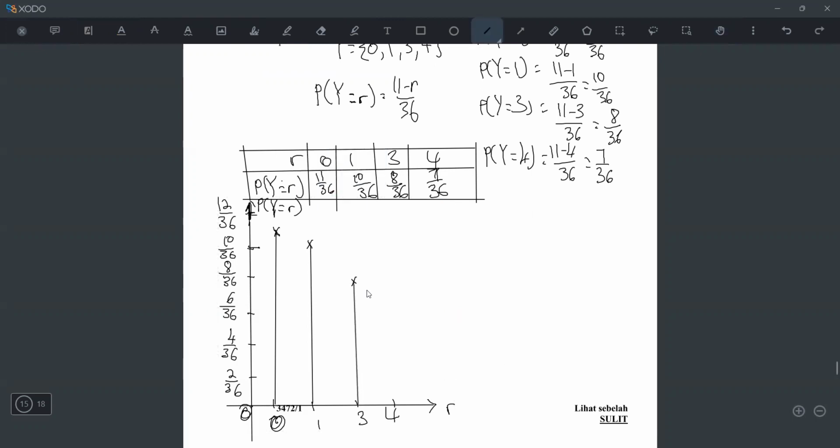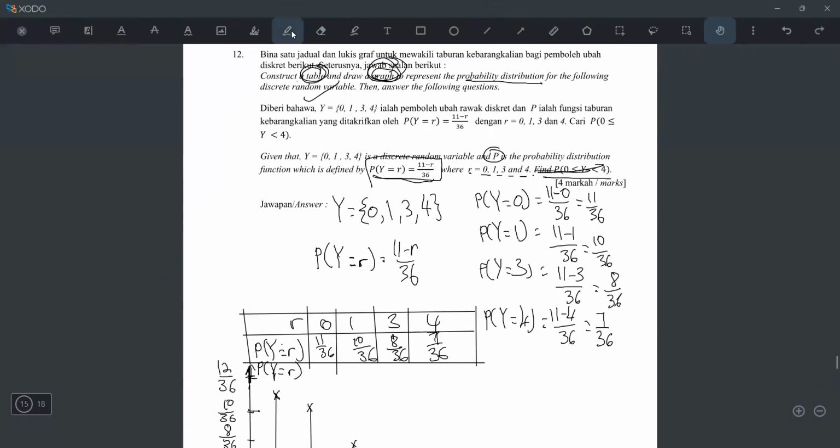Okay. The last one is 7 over 36. So where is it? Maybe between 6 and 8, in the middle here. This. Then use a ruler. Okay, done already. So that's how you draw the graph. Now we can see what the question wants. The question wants us to construct a table, draw a graph, done already, and then answer the following question. So now finally I can do this question already.